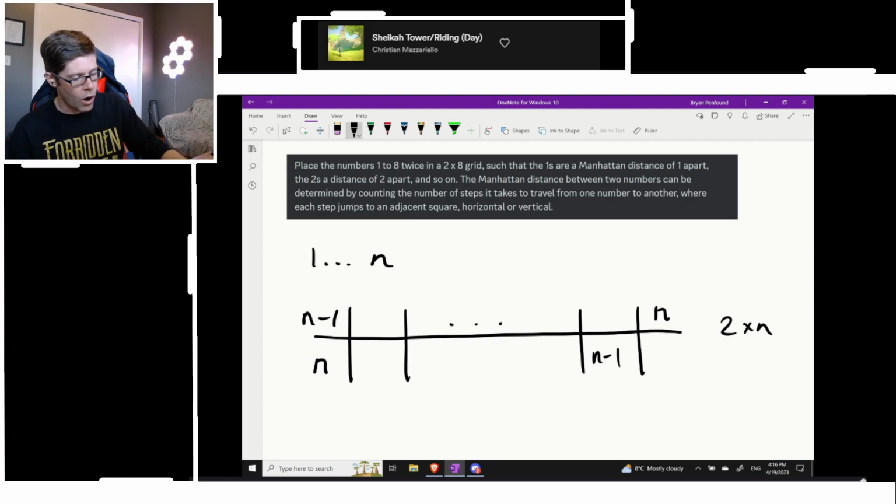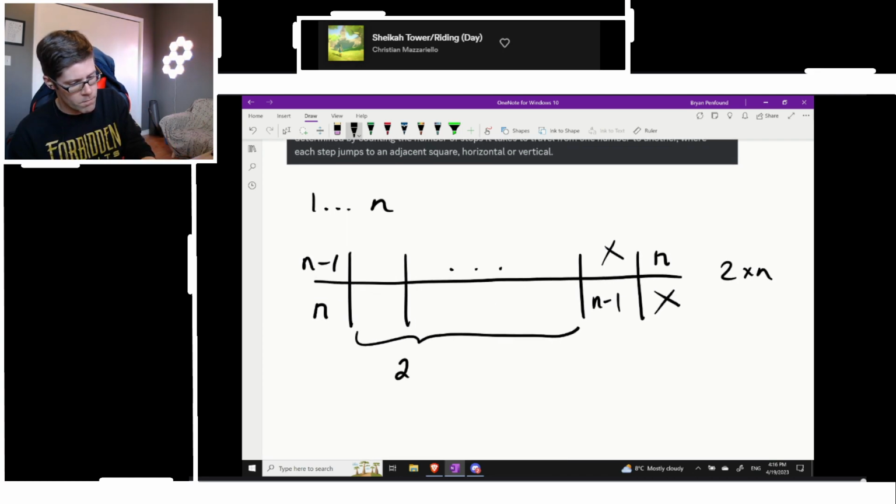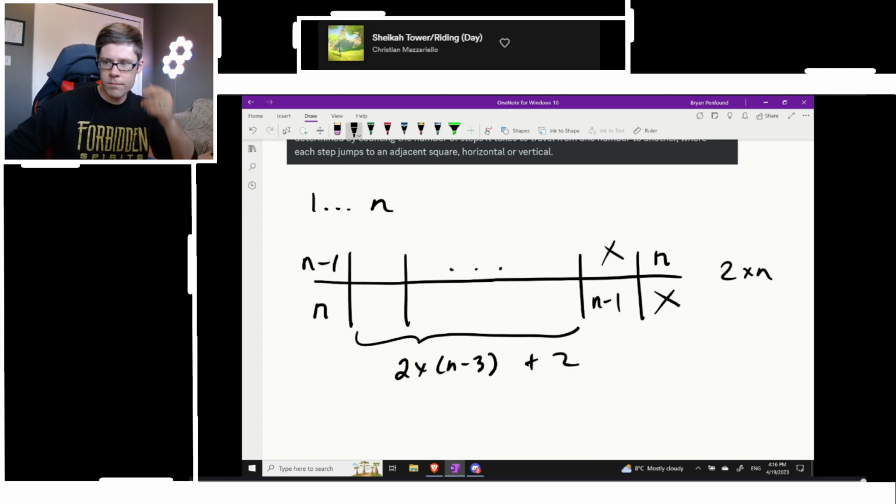In other words, we're always playing with a subgrid plus 2 boxes. How big is this subgrid? If this is n units long, we're going to take 3 boxes away. So this should be a 2 by n minus 3. And then we have these kind of plus 2 weird boxes.